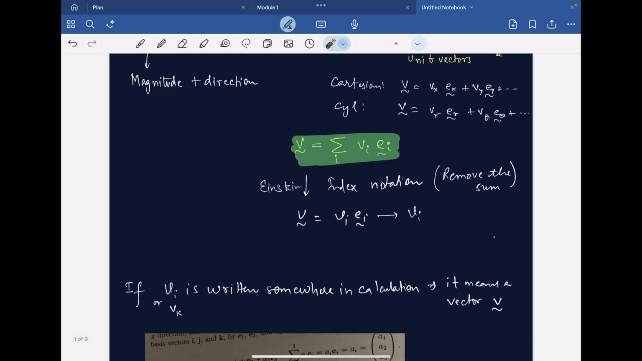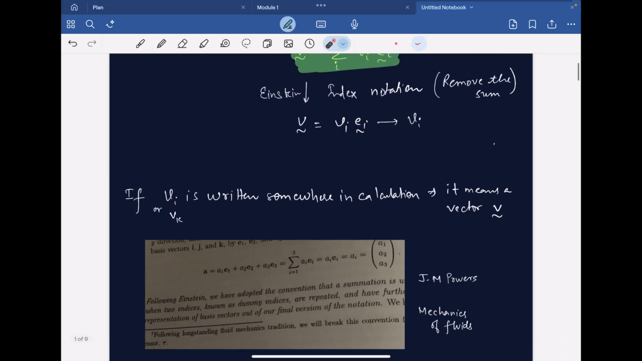Whenever you see a standalone vi or vk somewhere with a free index, these are called free indices, but you can assign them any index you want. If vi or vk is written somewhere in the derivations that will come below, it means that it's a vector v. Okay, so this is the notation that we'll follow, and this is generally followed in books. One example of many is from J.M. Powers' book on mechanics of fluids, where you can expand a like this and then, for simplicity, just write ai.